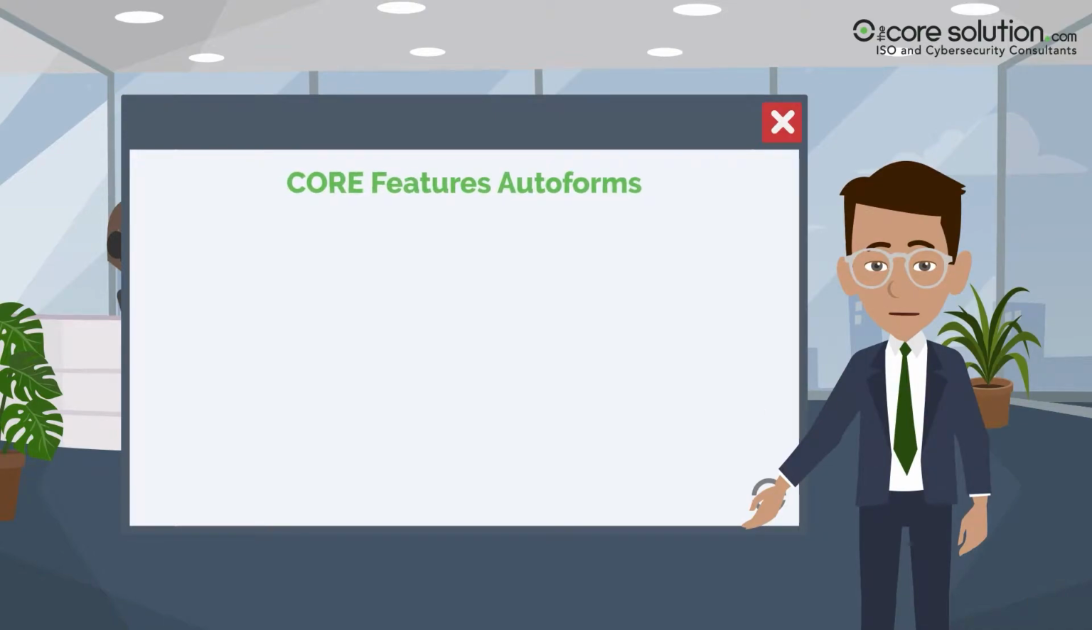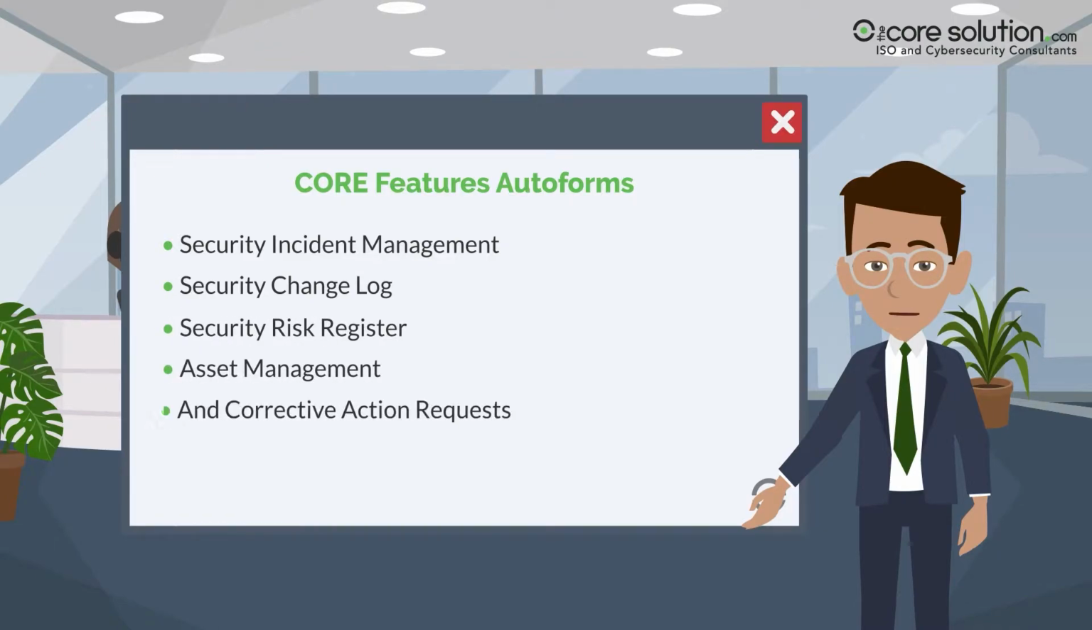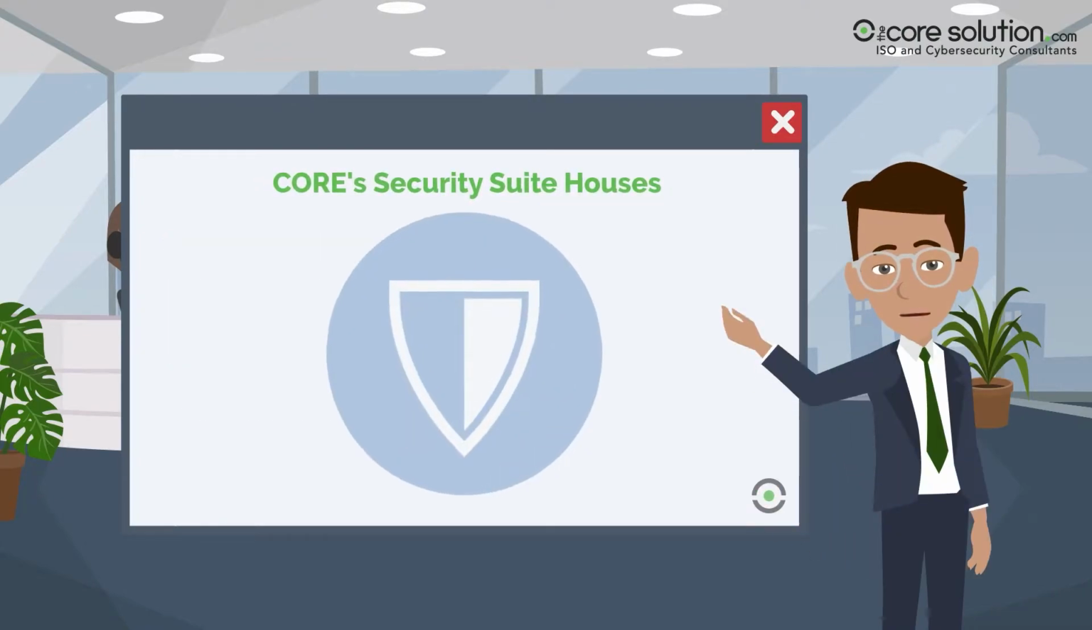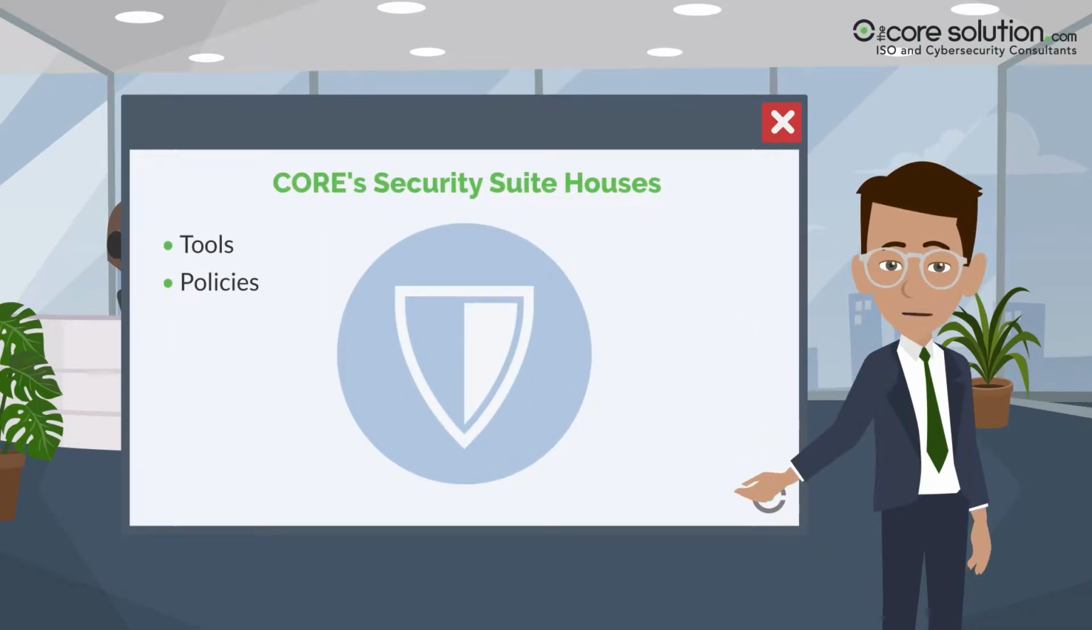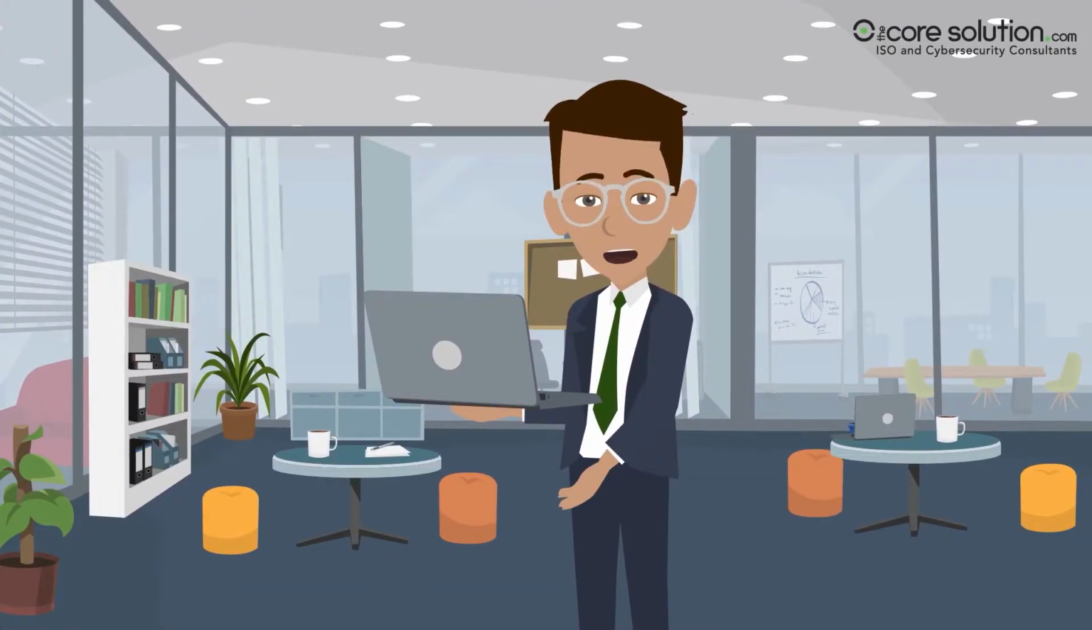Core features many auto forms that help you manage key processes related to CMMC and cybersecurity compliance, such as Security Incident Management, Security Change Log, Security Risk Register, Asset Management, and Corrective Action Requests. Core's Security Suite houses tools, policies, procedures, and documentation related to tracking your CMMC cybersecurity compliance. Now, if you want to see inside Core, keep watching.